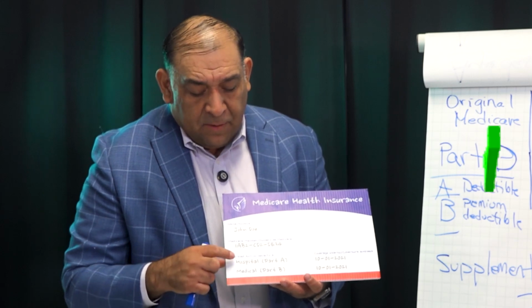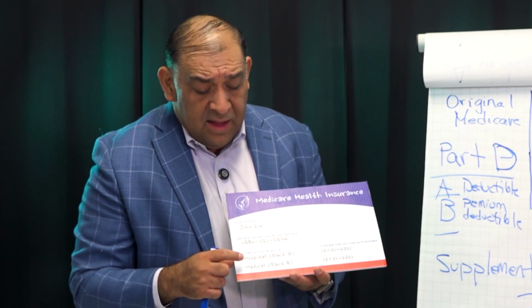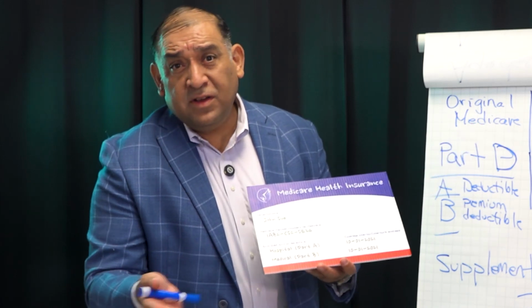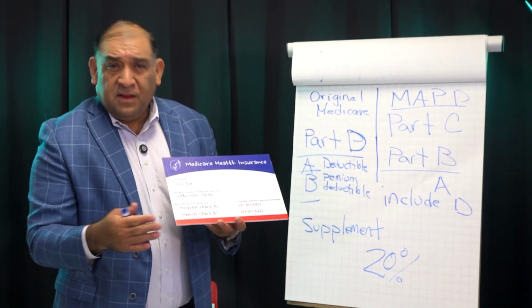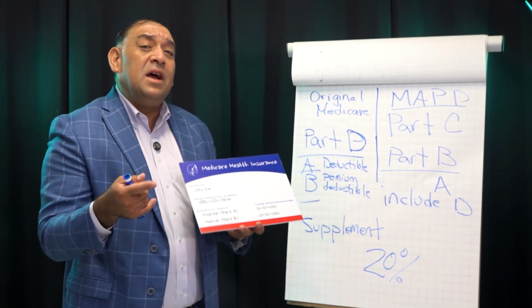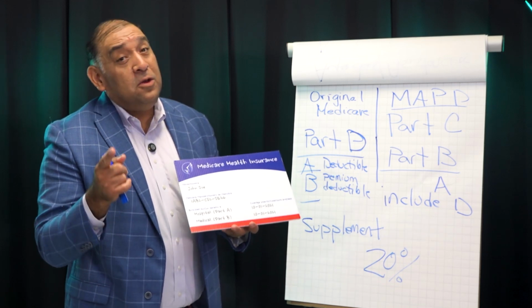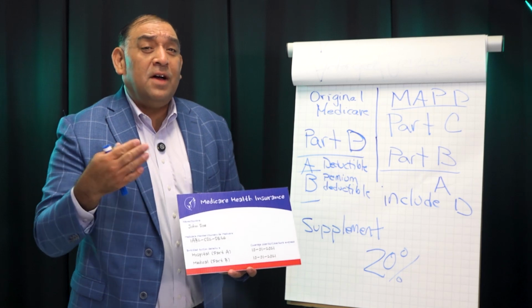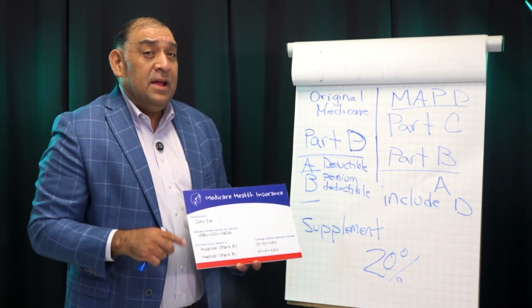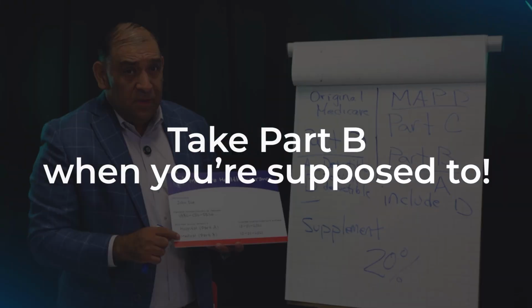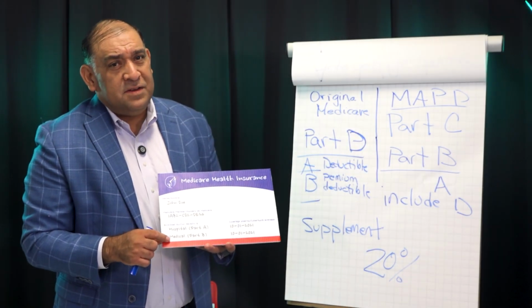And remember, for Part A, most people don't pay, and for Part B, most people pay the average, about $185 a month to close to $200. Now, if you're paying more than $200, that means your income is higher, or you did not get Medicare when you were supposed to, and you also have a penalty for Part B. So remember, take Part B when you're supposed to. This is an important decision.